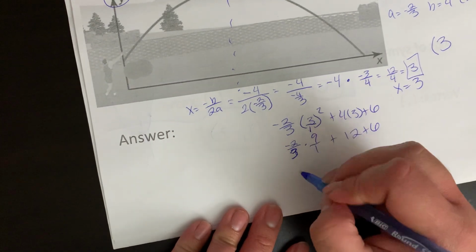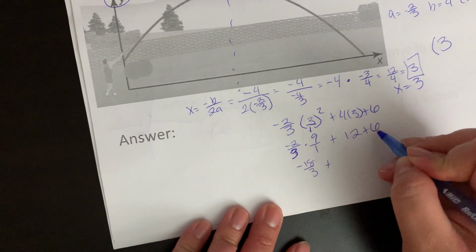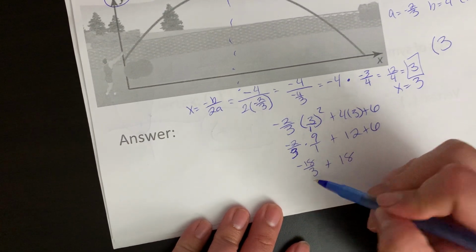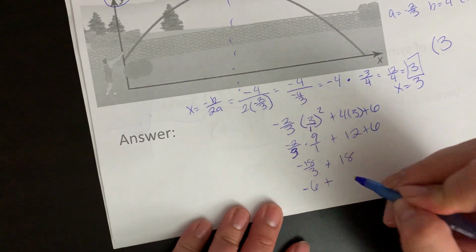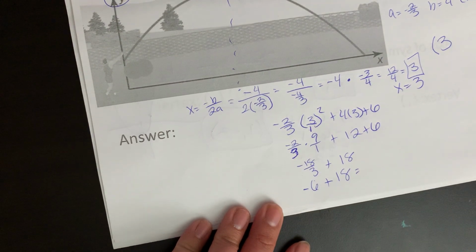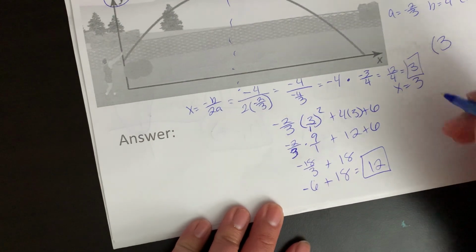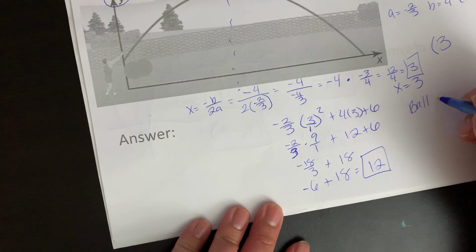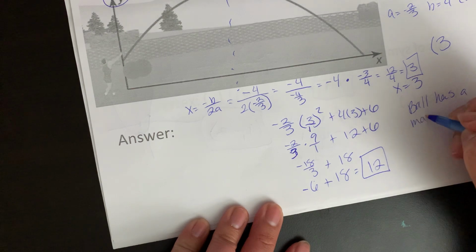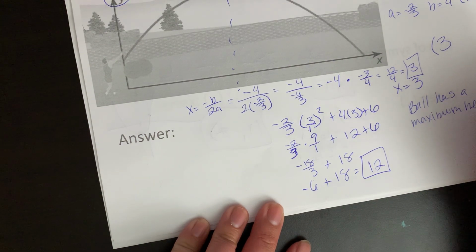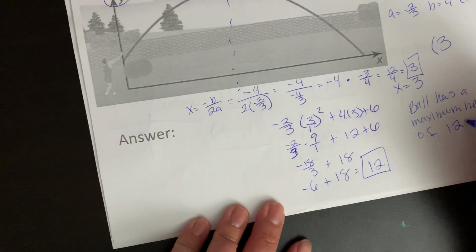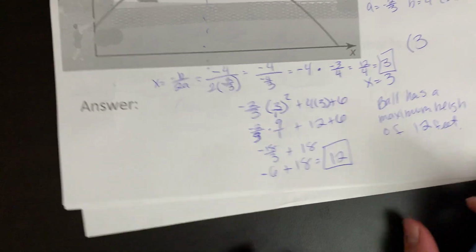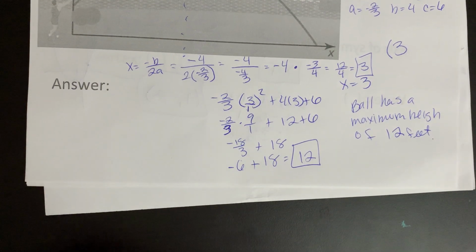Then we're going to do -18/3 plus 12 plus 6 is just 18. -18 divided by 3 is 6. -6 plus 18 is equal to +12. So that means that the ball has a maximum height of 12, and it didn't tell me if it was feet or anything, so I'm just going to put feet, okay? So the ball has a maximum height of 12 feet. Okay, that's 5. All right, 6.